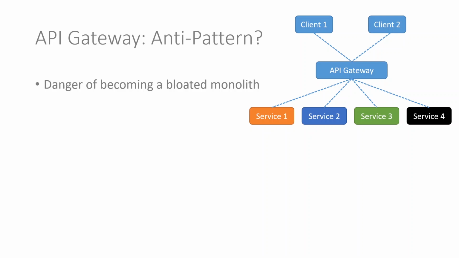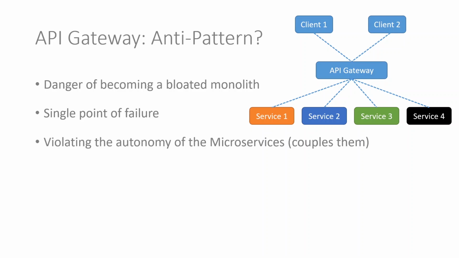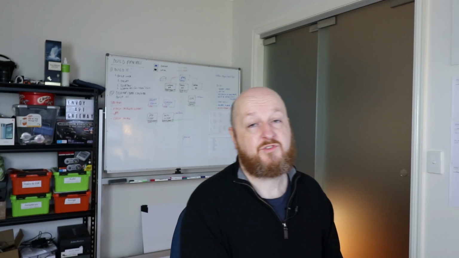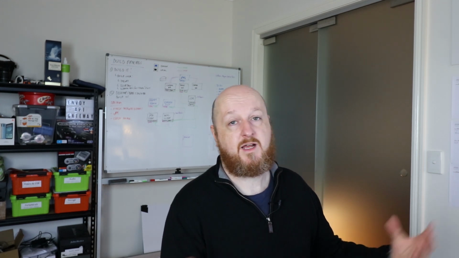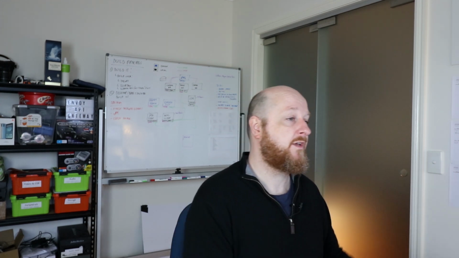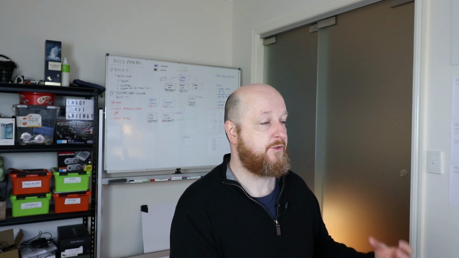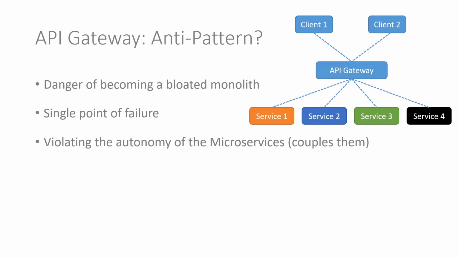So you have to be careful. And of course, it can also become a single point of failure, which is, again, not a good thing. And it can violate the autonomy of microservices because you're coupling them in to this gateway as well. So you've got to be really careful with how you use them. And again, it boils down to scale. The larger your application becomes, then you have to start thinking about how you adopt the API gateway pattern.